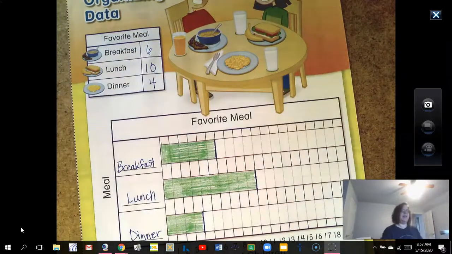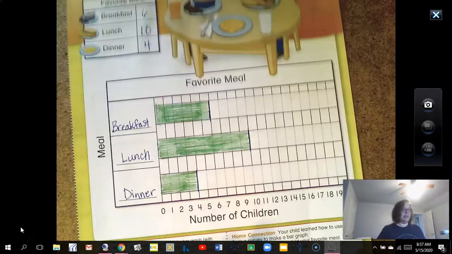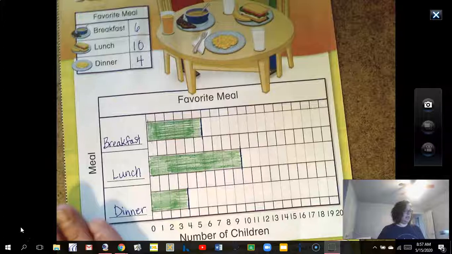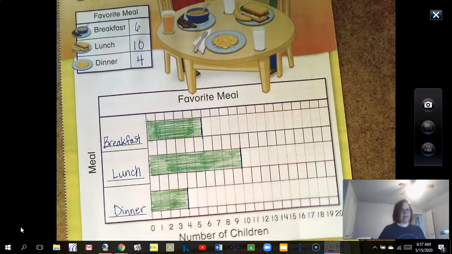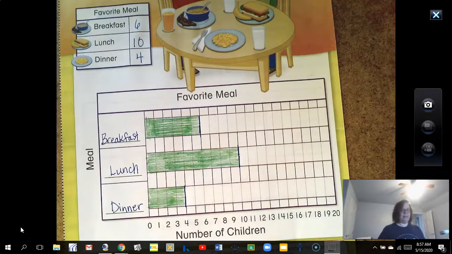Now you can take a look at our bar graph that we created based on our information or our data that we had given. And you can tell very easily that lunch is the favorite and dinner is the least favorite.